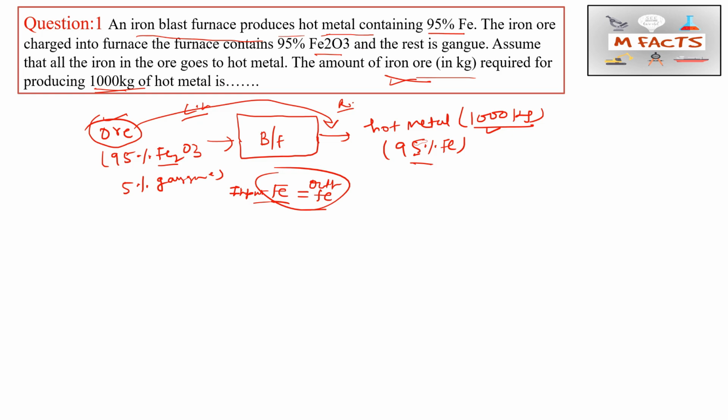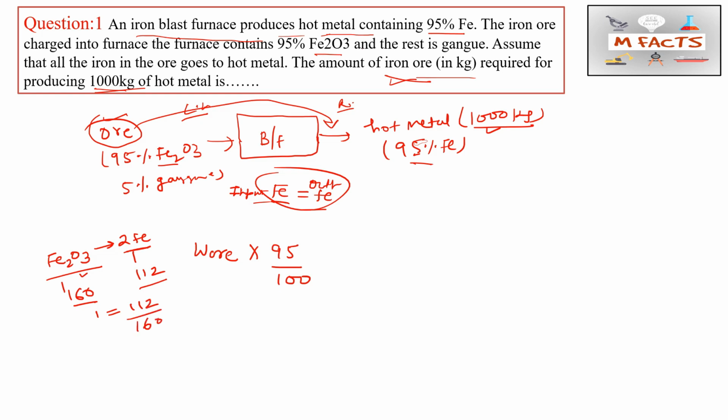So how can we balance Fe? First of all, the ore is charged, so the weight of ore we don't know, that's why we choose W of ore. In this ore, 95% Fe2O3 is there, that is not Fe. Fe2O3 is a compound, and one Fe2O3 has 2 Fe, so it produces 2 Fe. Its molecular weight is 160 and the Fe is 112. So 160 produces 112, so 1 will come by 112 by 160.